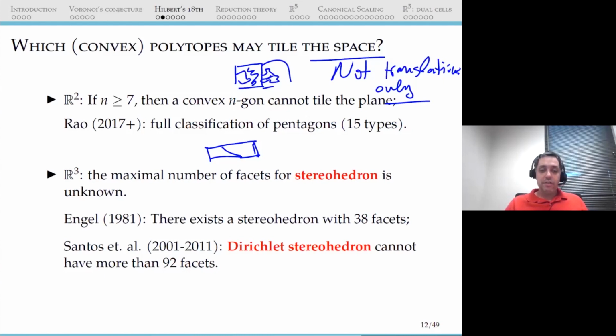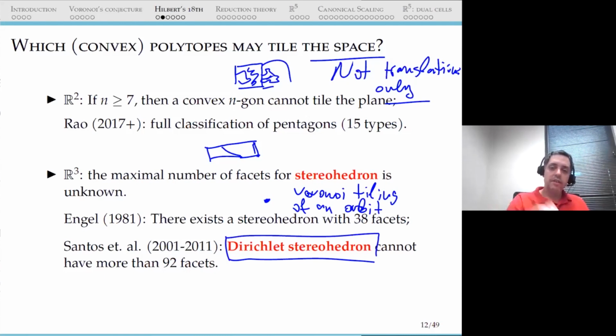And in the three-dimensional case, the question is much more complicated, and even the maximal number of facets that a polytope can have in order to tile the space, without using translations only, with all possible rotations, reflections, and so on, is not known. There is an example by Peter Engel with 38 facets, and the way it is constructed, he took a crystallographic group and an orbit of one point under that group, and then took the Voronoi tiling of that orbit. That's why what you get is called a Dirichlet stereohedron. So he got a Dirichlet stereohedron with 38 facets.